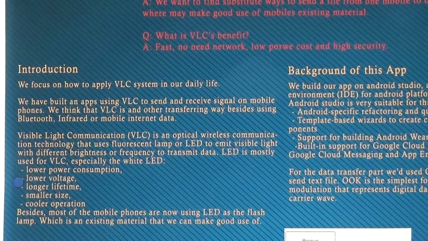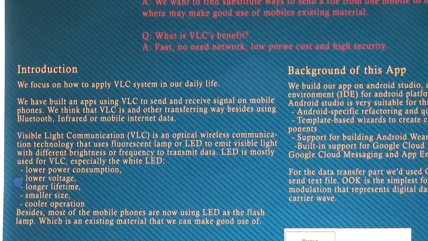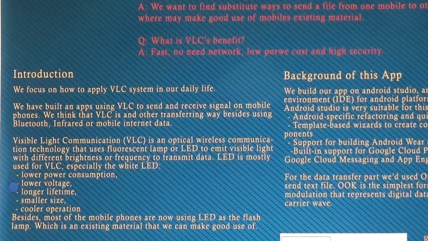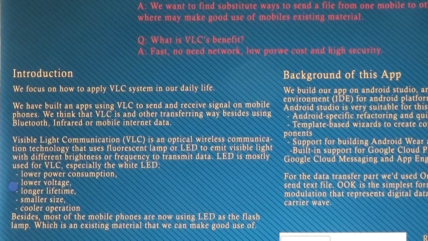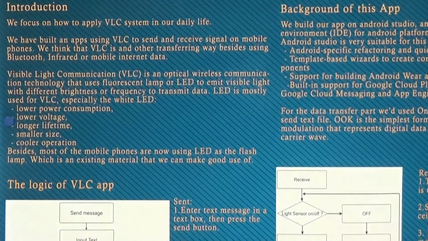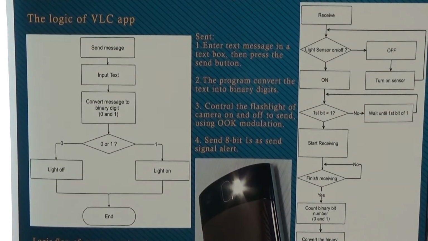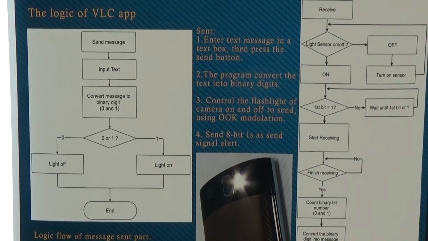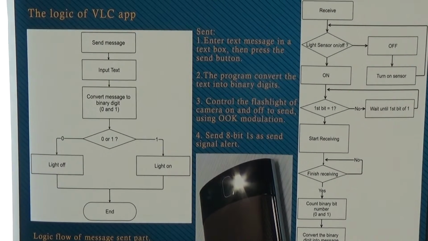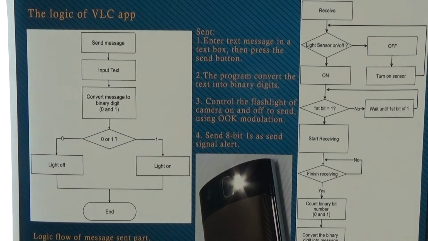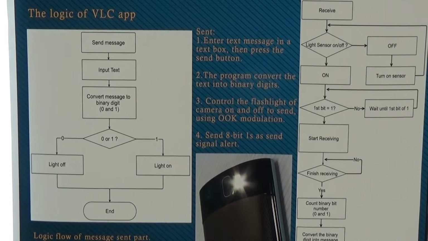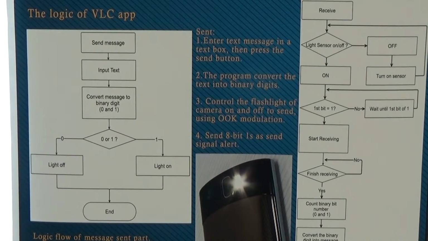Let me introduce the algorithm of the app to you. It divides into two parts, the send and receive. We try to use the flashlight and the light sensor of the smartphone to do this, that are included in all smartphones nowadays. The send part is simpler than the receive part, so I will talk about it first. As we know, binary is the basic language to communicate between hardware. Therefore, we convert the text into binary bits 0 and 1, then send it out.